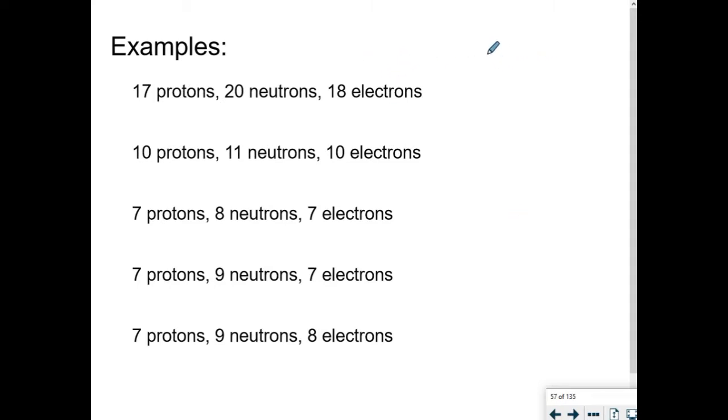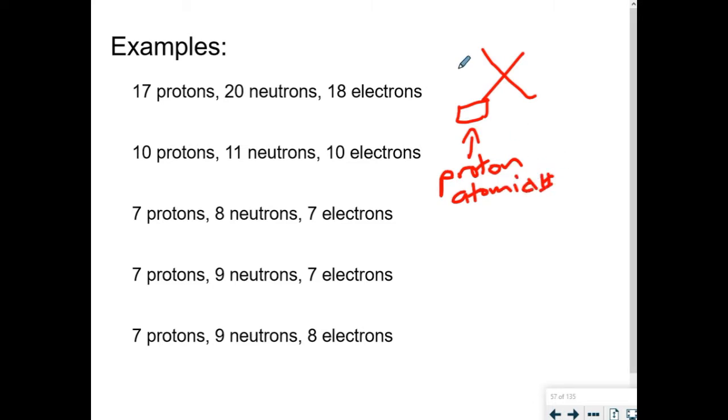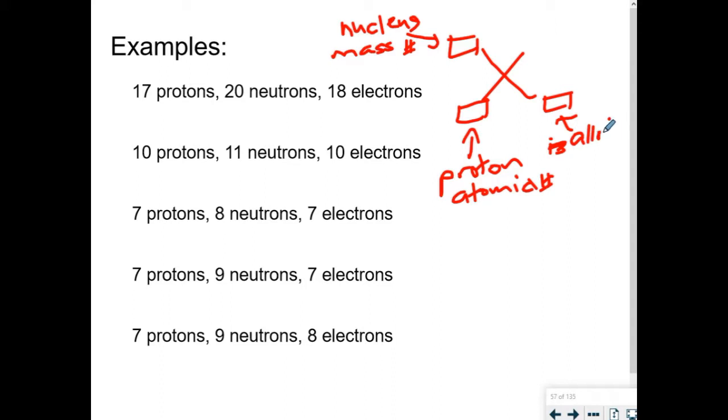Okay. Anytime that you have any random symbol, there's 4 locations that we may have to include. This location right here is how many protons there are. It's called the atomic number. This location up here is how many total particles are in the nucleus. It's known as the mass number. This corner right here is reserved for what the allotrope is.